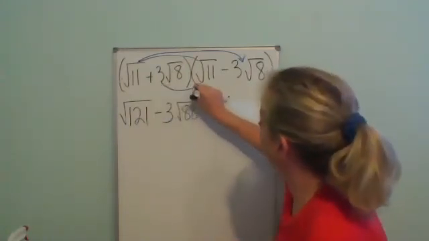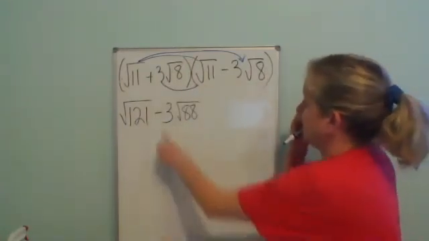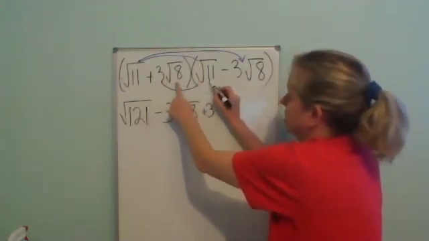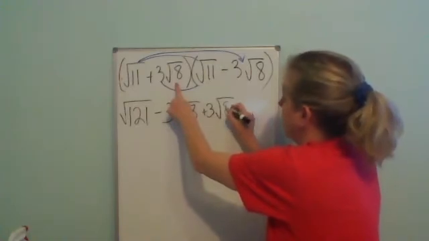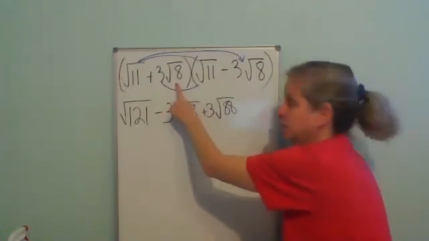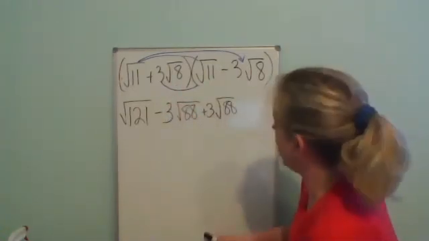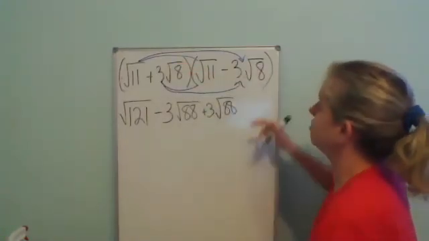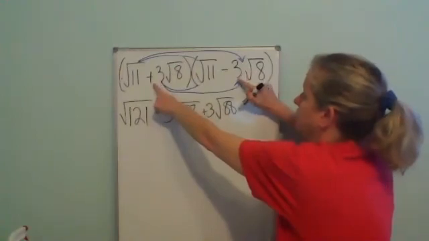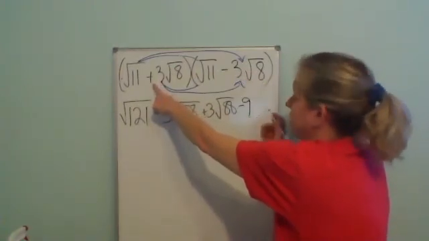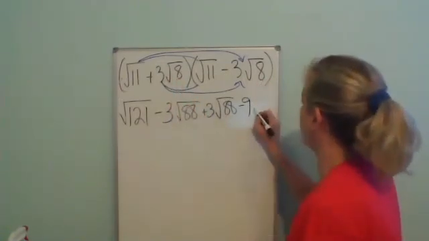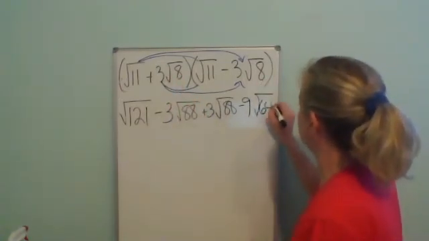So again, 3 square root of 88. Then my inner, let's see, again, in front of my radicals, this time I have positive 3. And then my square roots give me 88. And then my last, in front of my square roots, I've got positive 3 times negative 3, which is negative 9. And then my square roots, I've got square root of 8, square root of 8, which gives me square root of 64.